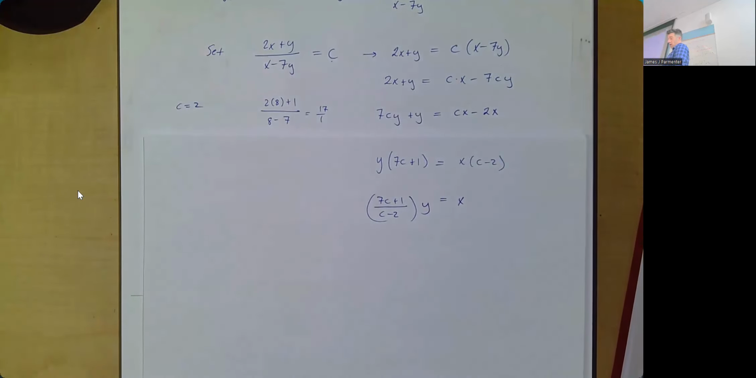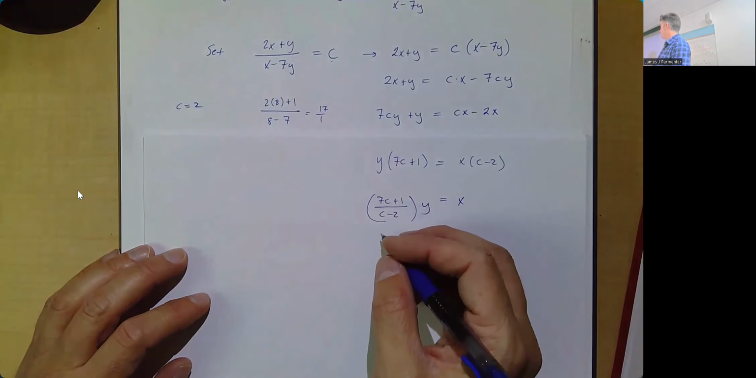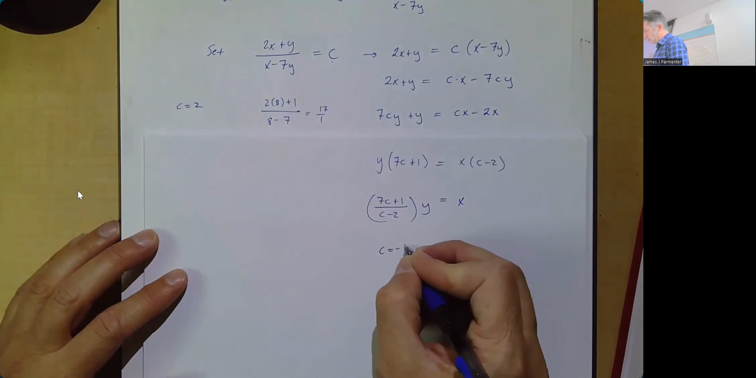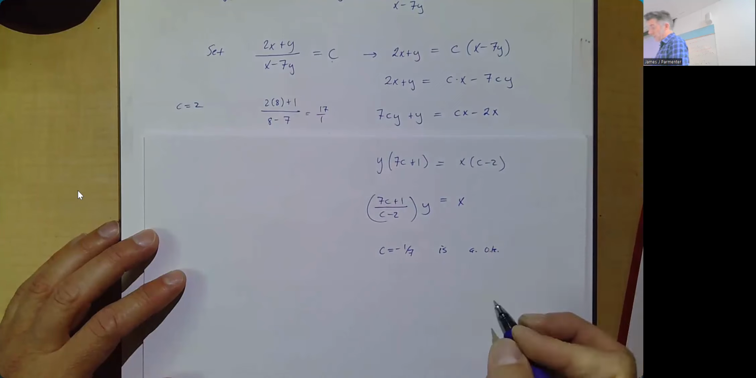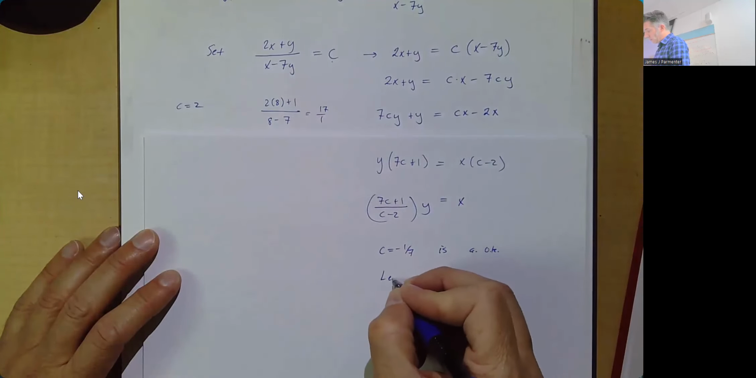And now we can see that, oh yeah, C being negative 1/7 is totally fine. C equal to 2 looks like it could be problematic there. We know it's not, but it could have been. So here, C equals negative 1/7 is A-OK. And I will point out, C equals negative 1/7 corresponds to the level curve.